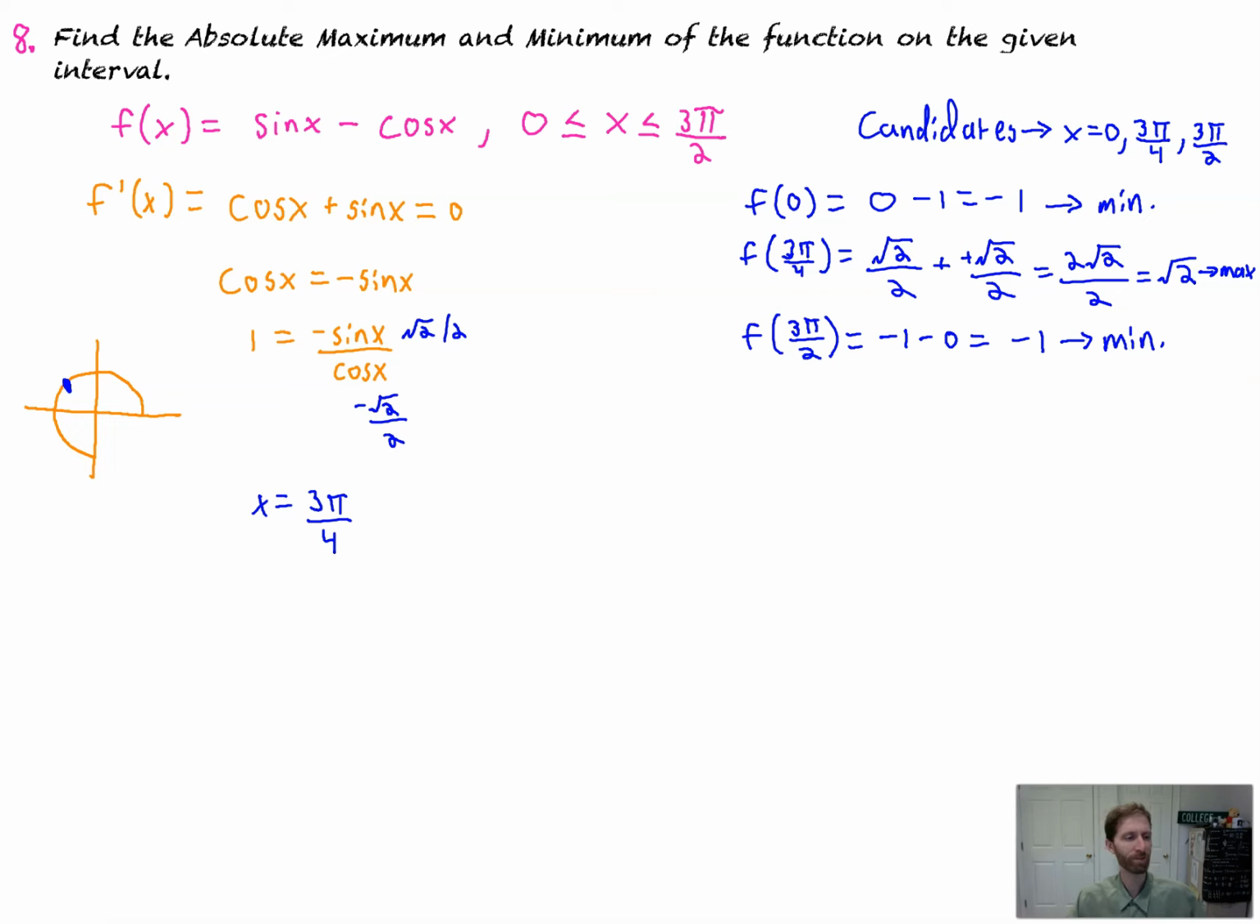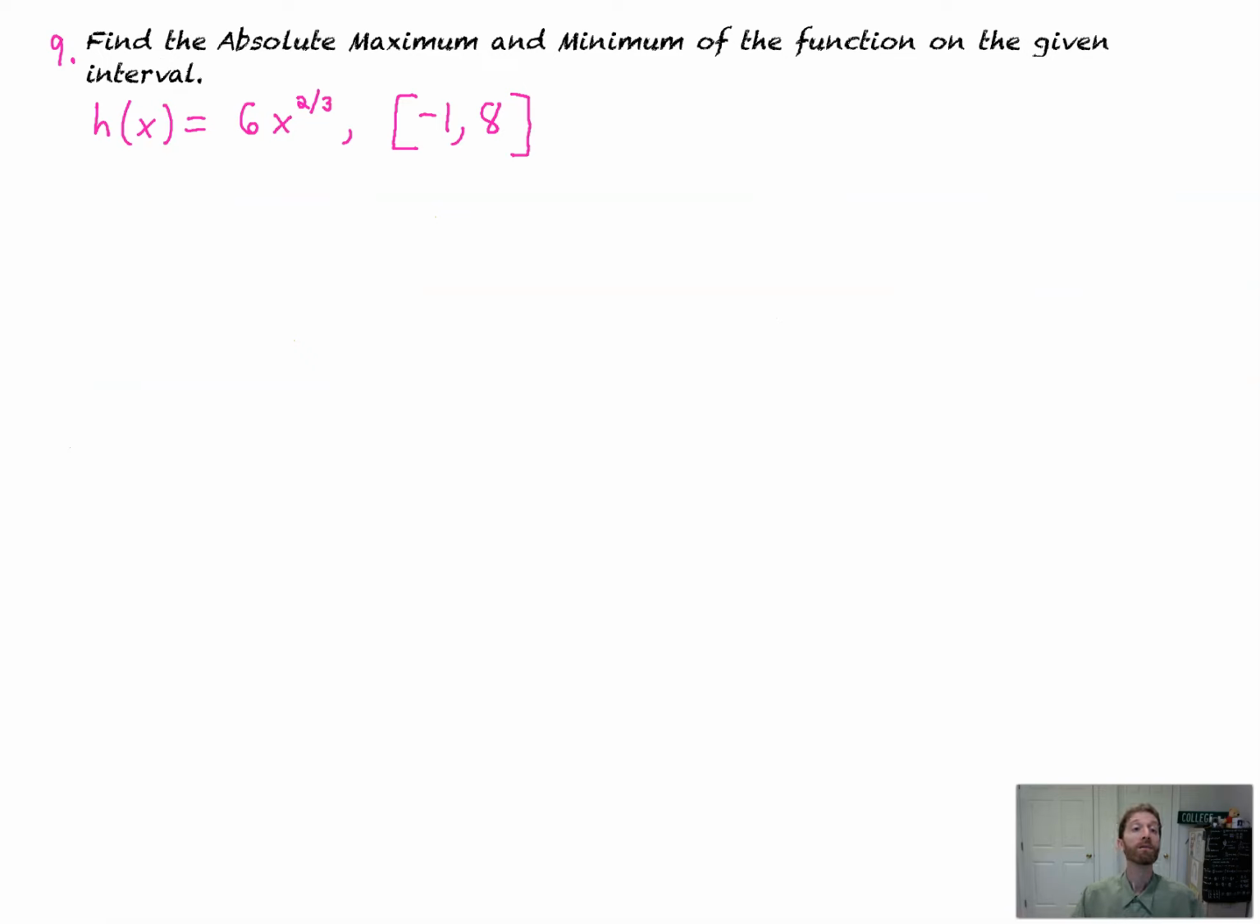Uno más. One more problem. Let's do this. Find the absolute maximum and minimum of the function on the given interval. Don't mind if we do. Again, we're going to look for the absolute maximum and minimum, and we know that it will occur either at the endpoints, negative 1 and 8 in this case, or at a critical number, where the derivative is 0 or does not exist.